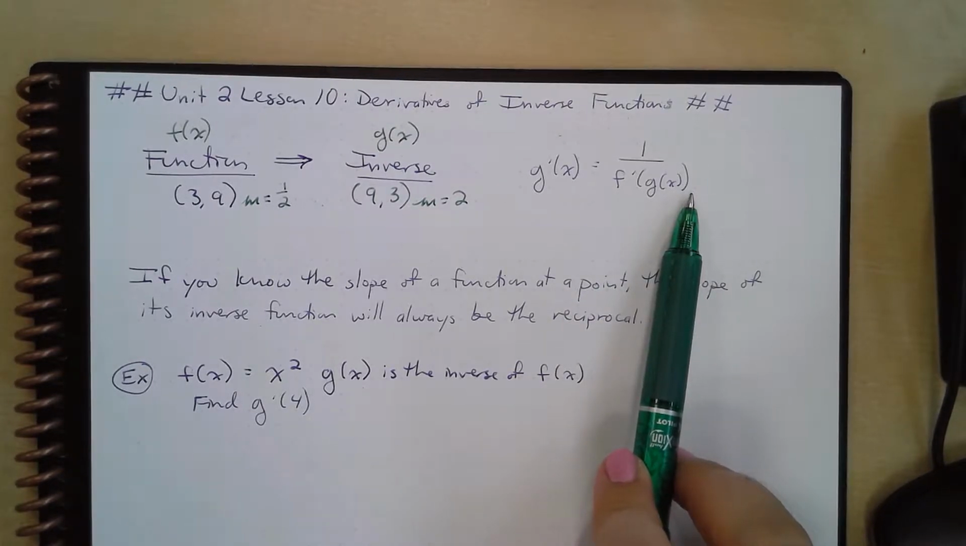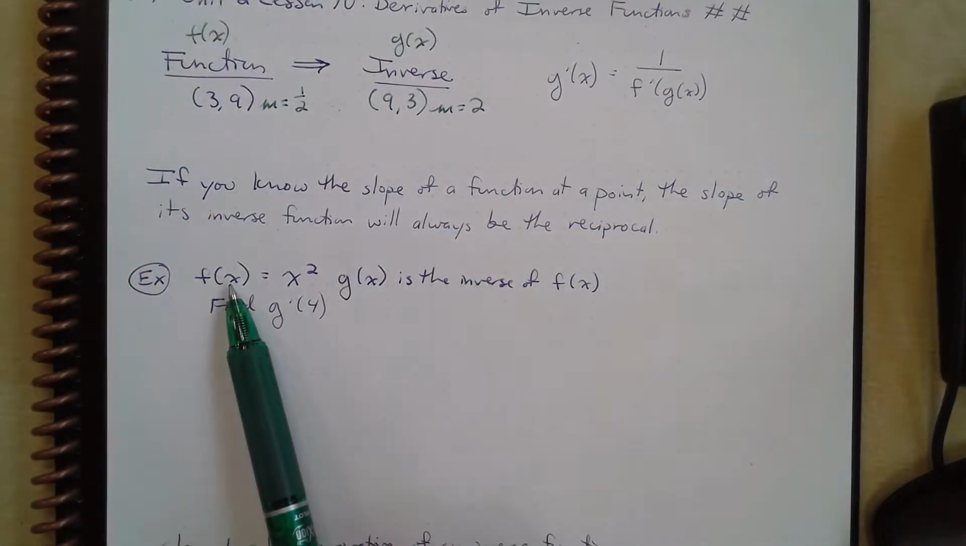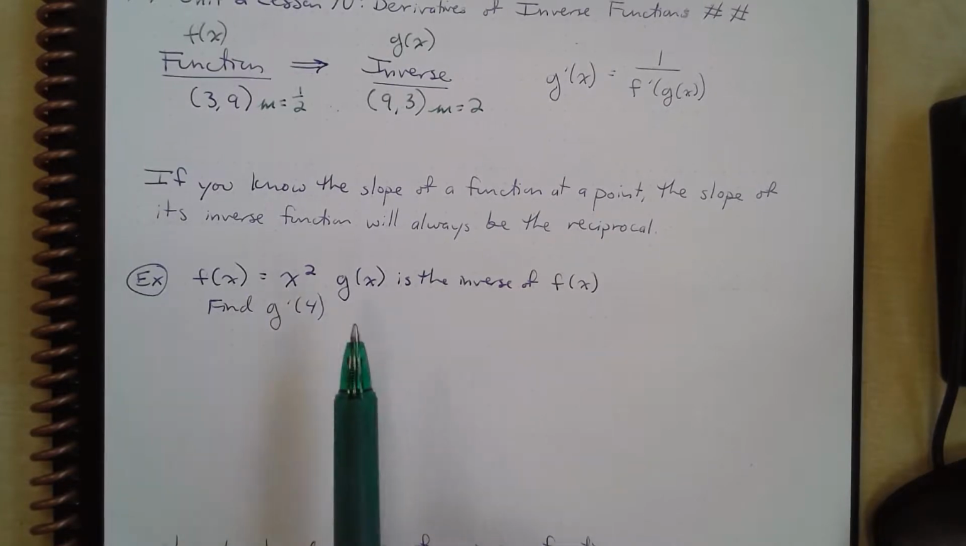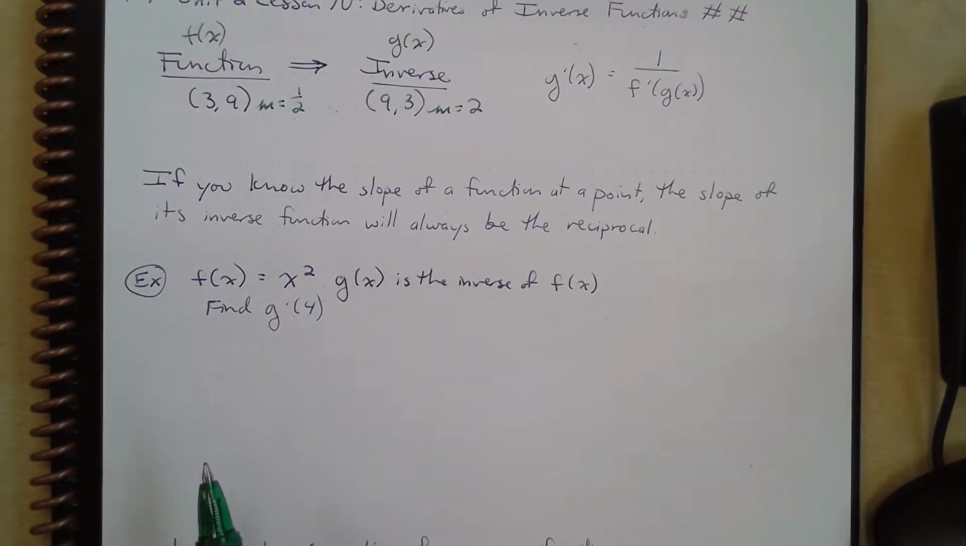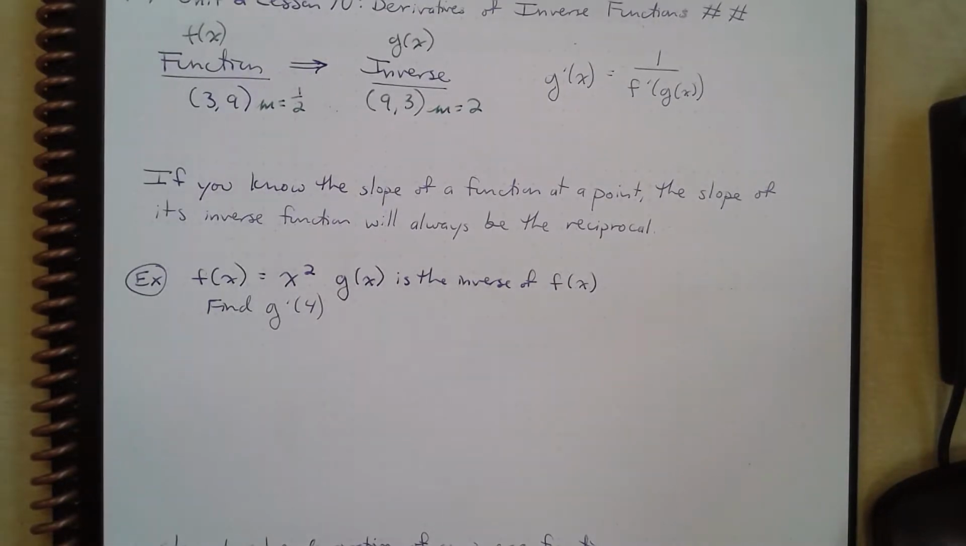So let's go through an example. I think it'll make a little bit more sense. Let's say we're given f of x is equal to x squared, and g of x is the inverse of f of x, and we want to find g prime of 4. Well, we actually don't need to find the derivative of g to find g prime of 4. We don't even need to know what g of x is. We just need to have corresponding points.